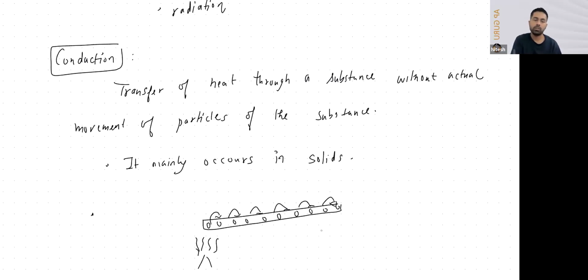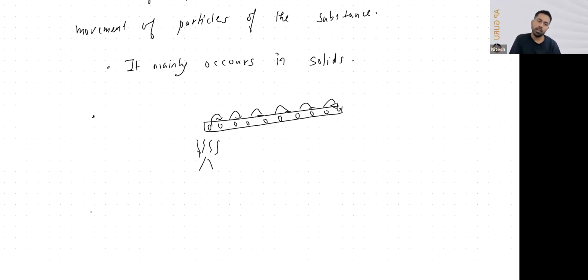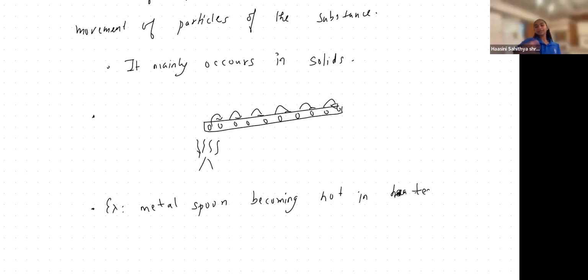The examples that we talked about: if you place a metal spoon in hot tea, it becomes hot. And like a pan, when you heat a pan, the container's sides also heat up. The iron rod heated at one end.